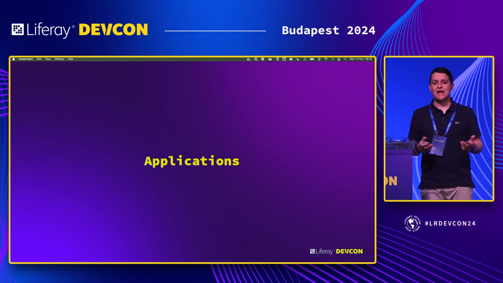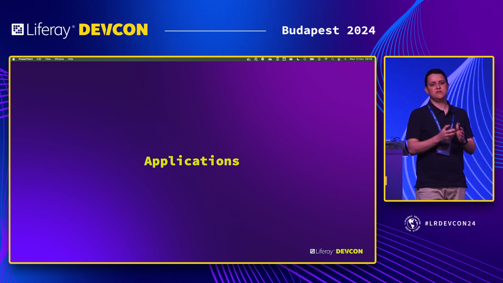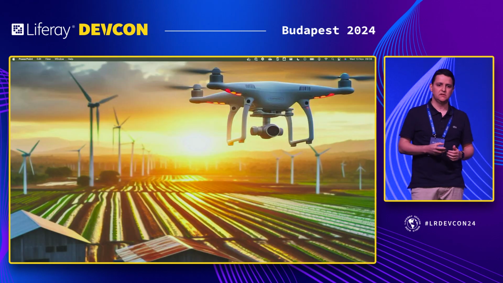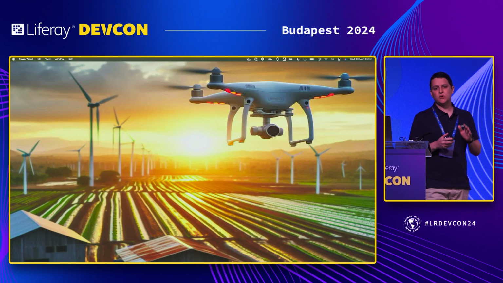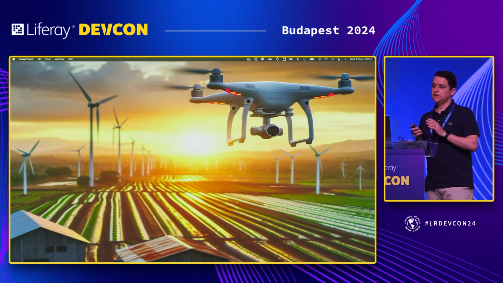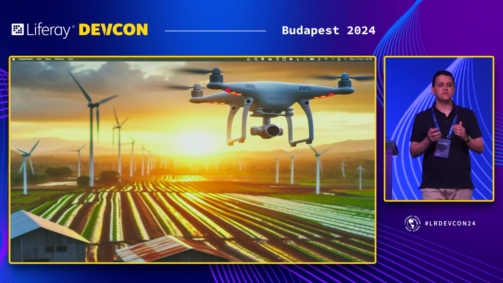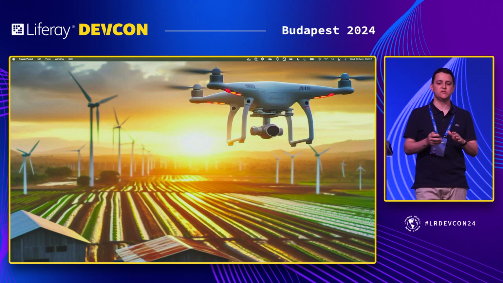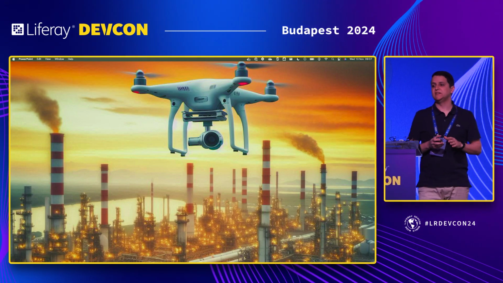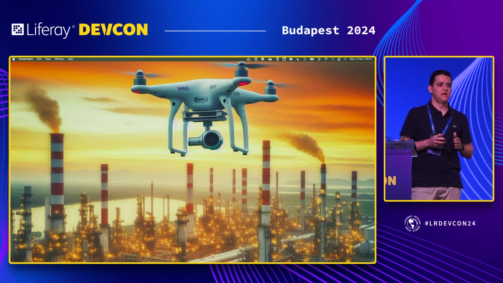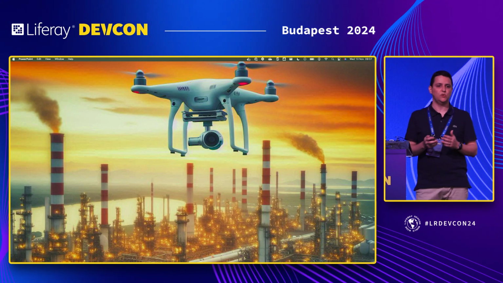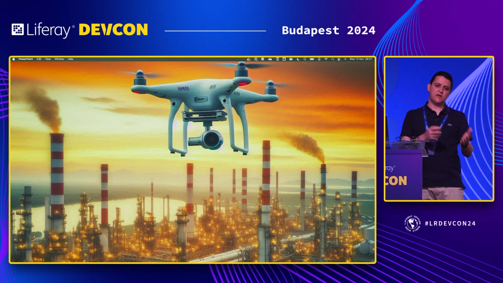So what about applications we can build? You can integrate drones and Liferay in these kinds of applications. Farming: drones are used to monitor crops, apply fertilizers, and identify pests, boosting productivity and reducing costs. So many farms are using drones to do this. Industry: drones can fly and inspect structures and equipment.